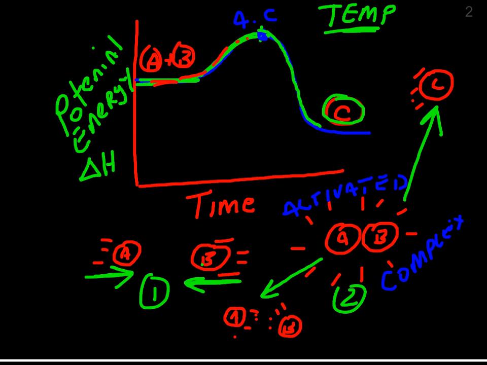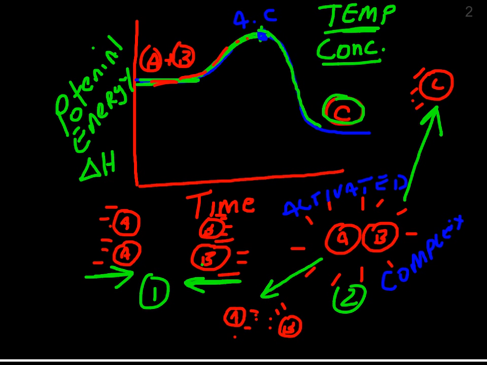Now I could also ensure that I get more collisions if I have a greater number of A and B's. So if I increase the amounts of A and B, so now I've got a whole bunch of A's speeding towards each other and a whole bunch of B's, chances of a good collision are greater than they were when the concentrations were low. So concentration is going to be a factor. That's the second factor.